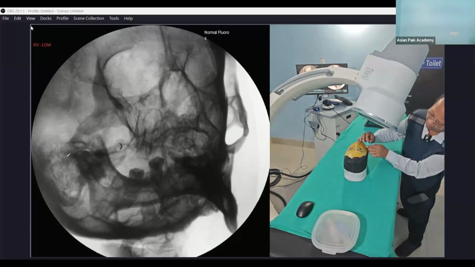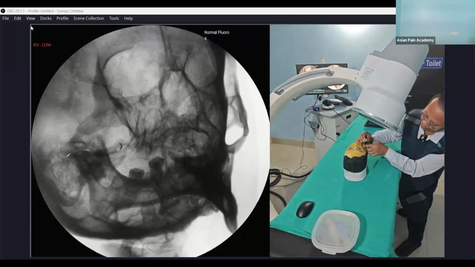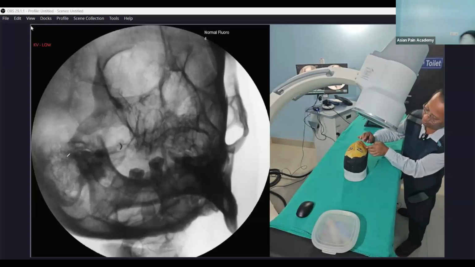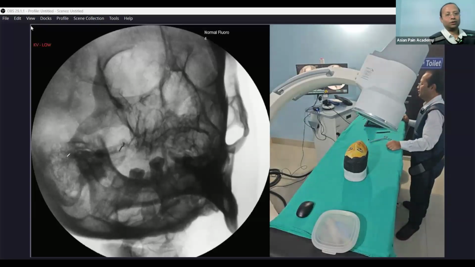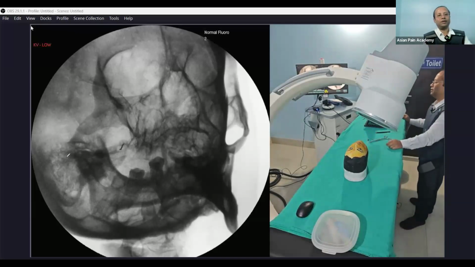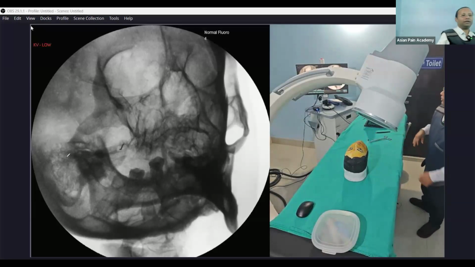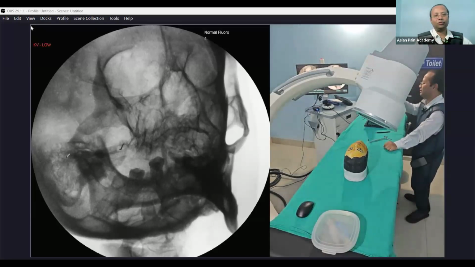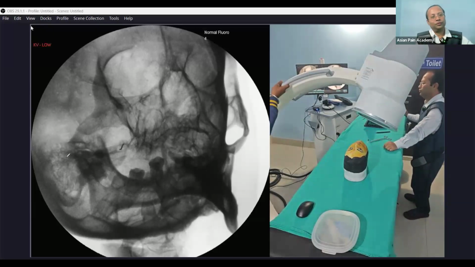Okay. So now I'm going towards the mandibular branch. Here I can just go over it. Okay. So this is the mandibular branch, positioning of the needle in the mandibular branch. Now lateral view, just show.